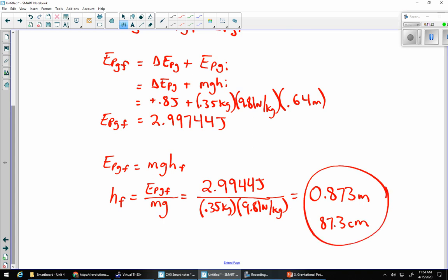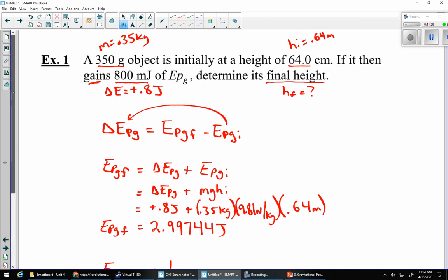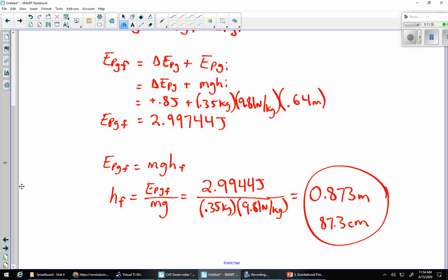Now, if it gained potential energy, does it make sense that it's higher than its original? Absolutely it does. Perfect. Okay, so there's our first one that we're looking at, still dealing with that change in. And again, there's multiple different ways that you could do this. You could try it out in one really big step if you wanted to, or you could try it out in a bunch of smaller steps.